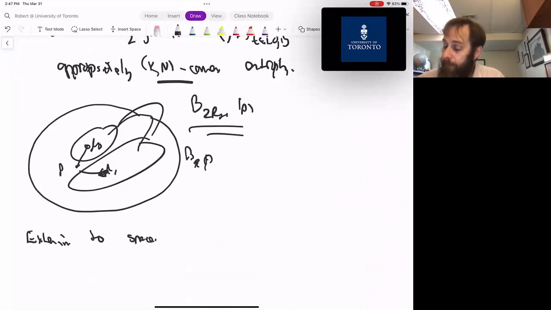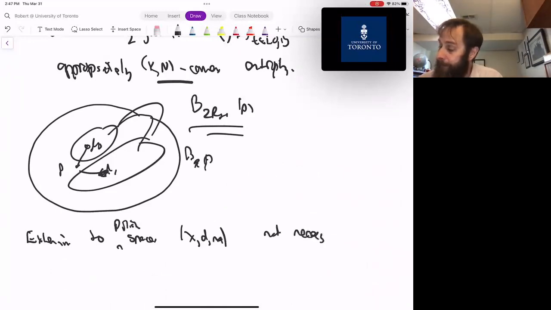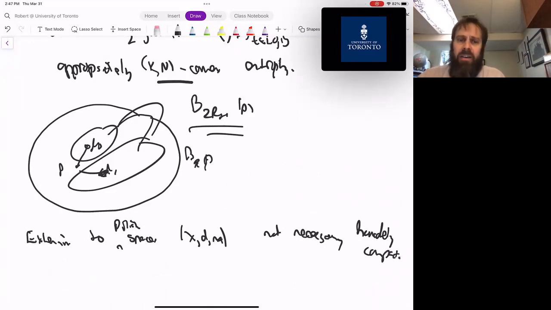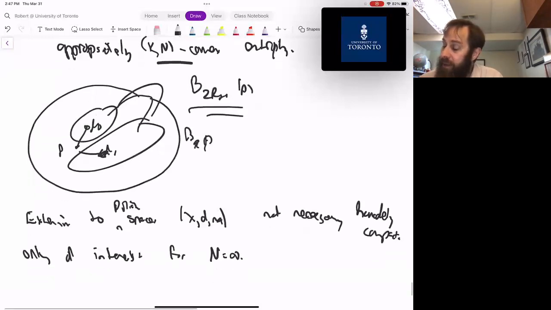To Polish spaces, not necessarily boundedly compact. And of course, we check that if you have a curvature dimension parameters K and N with a finite N, then you get boundedly compact for free. This is not true when N equals infinity. It's really only of interest for capital N equals infinity.